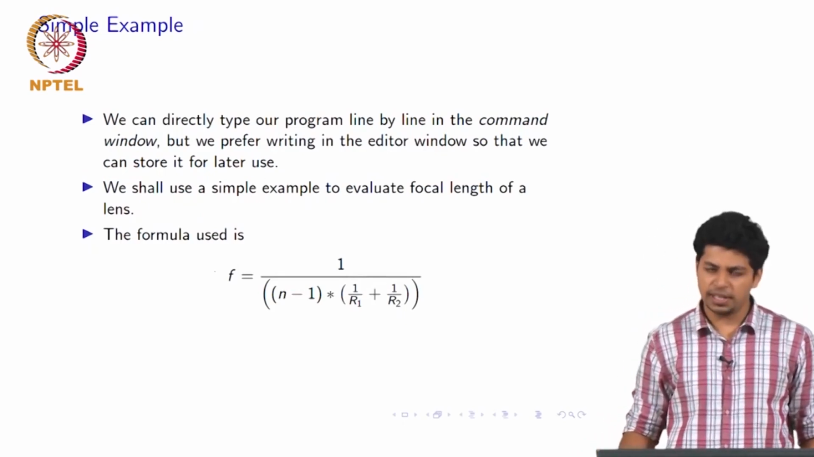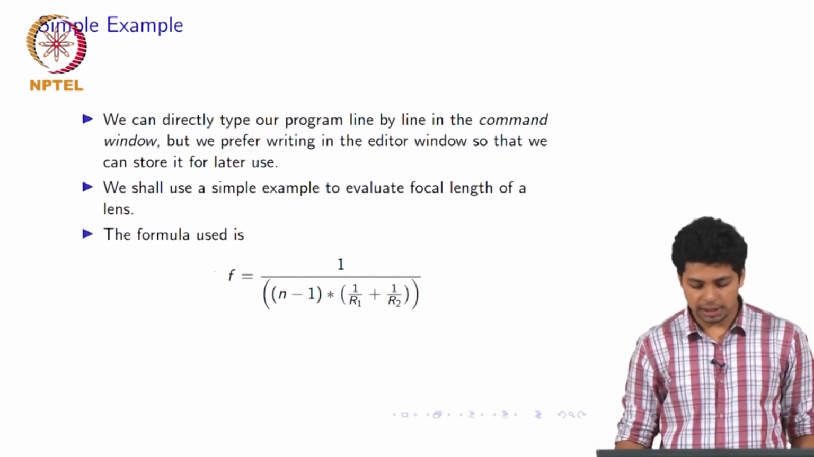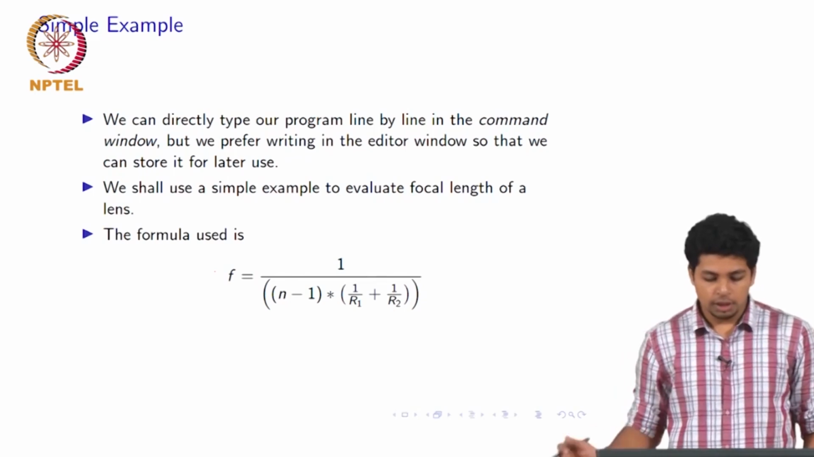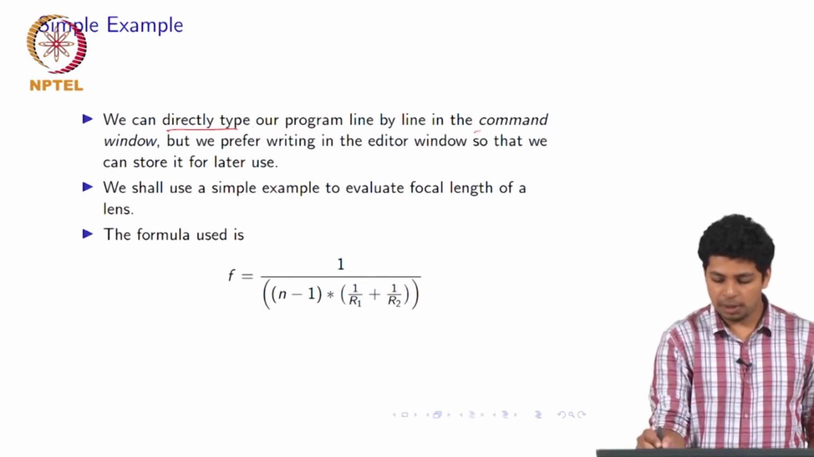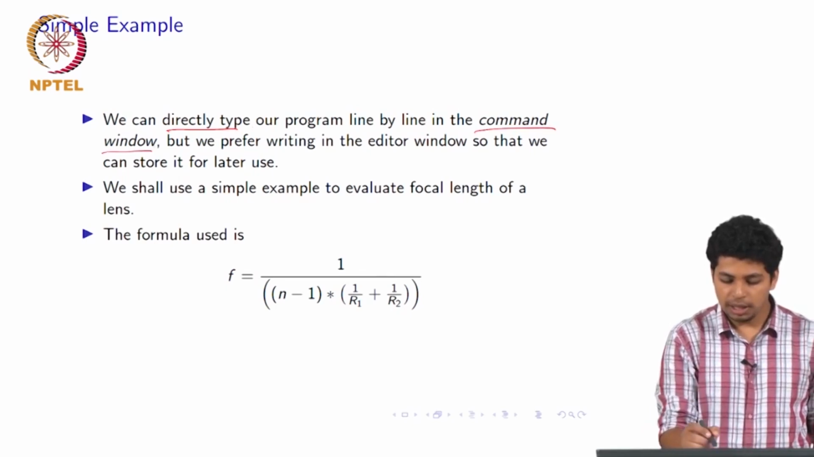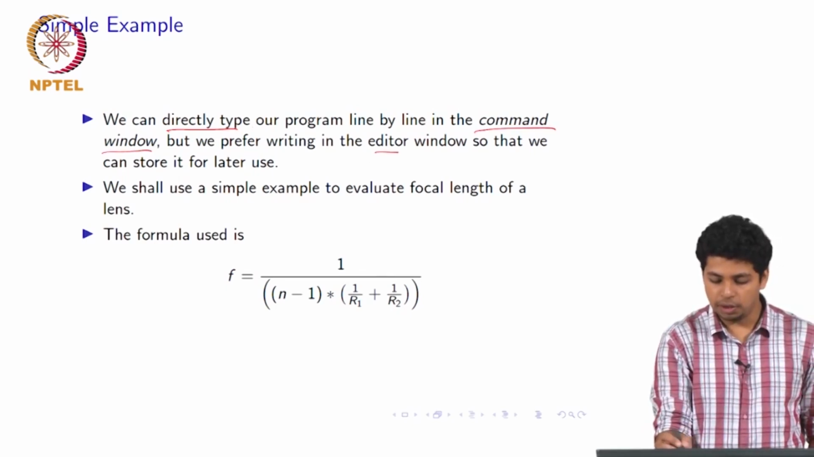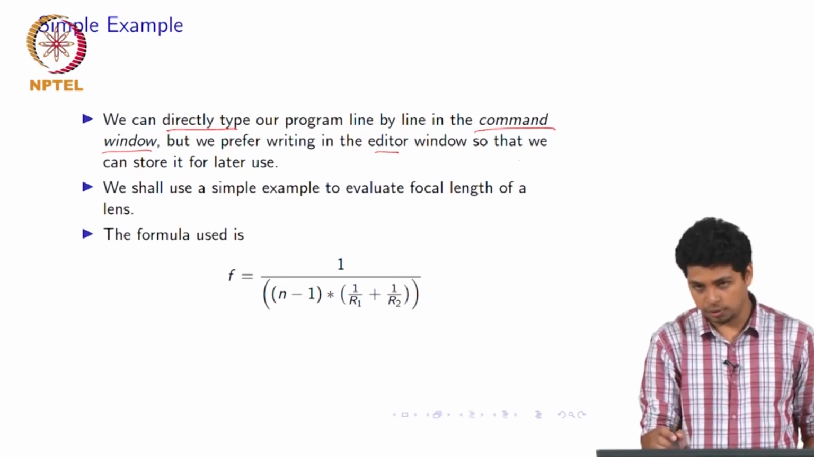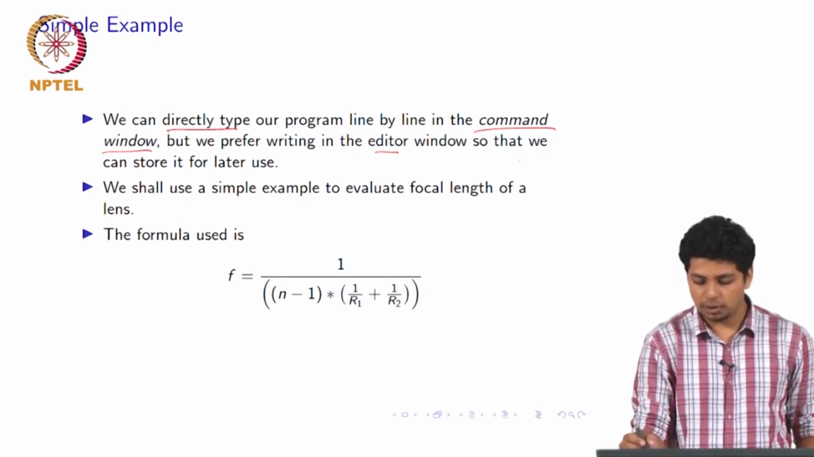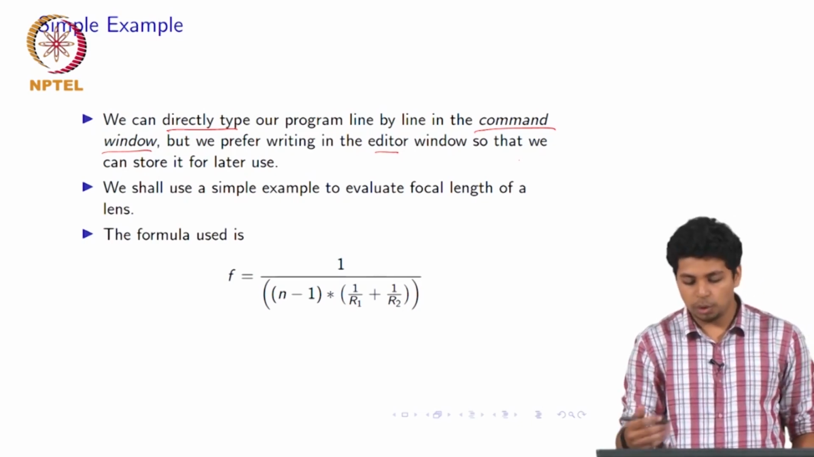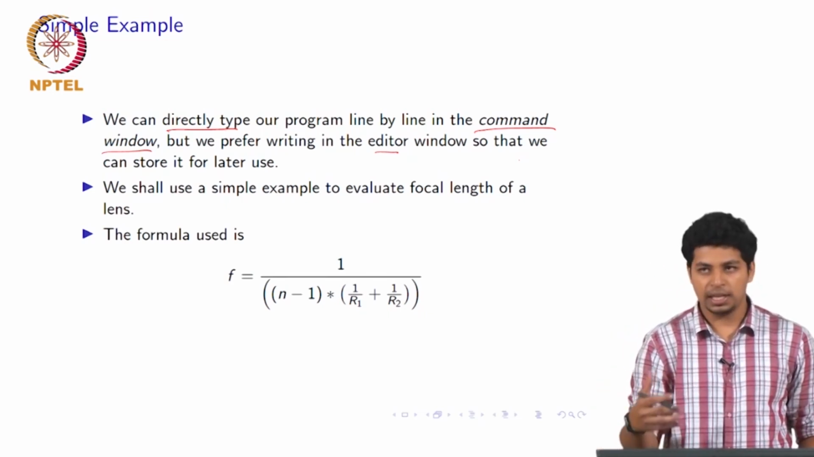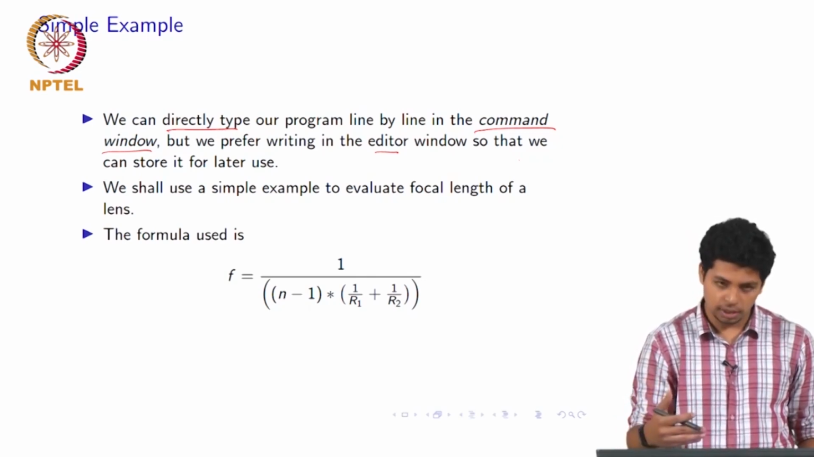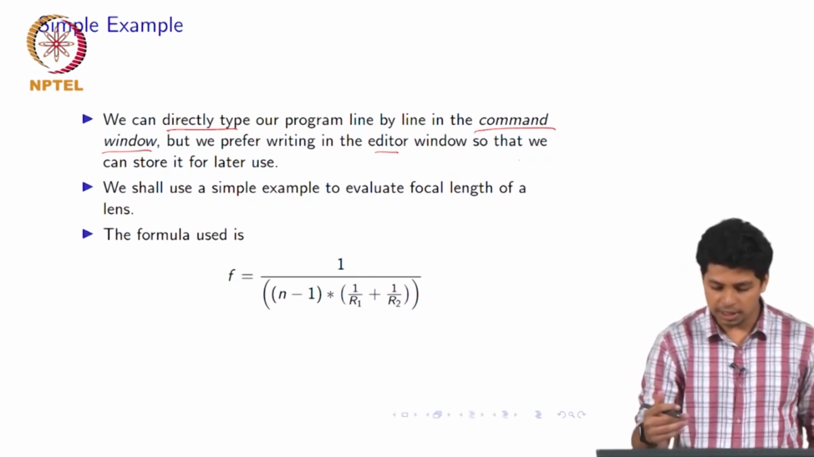Now we will consider a very simple example using all the things that we have learned until now. As we know, we can directly type our program in the command window, but we prefer writing it in the editor window so that we can store it for later use. In the command window we can only execute commands line by line, but if we store it in an editor, then we can have a look at the entire code, and if there are any errors or we have to make some changes, we can do that. That is what the editor is used for.